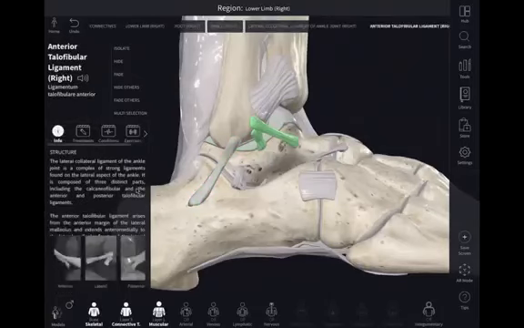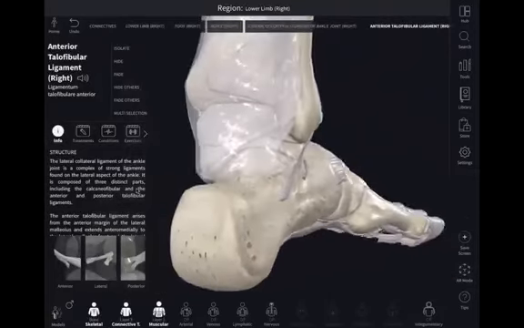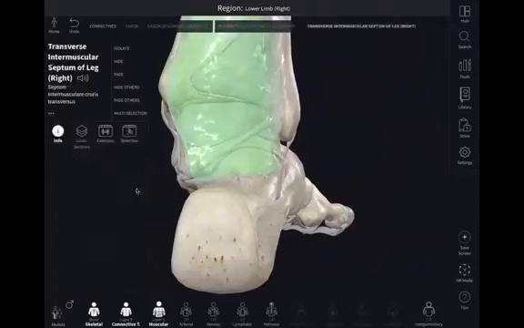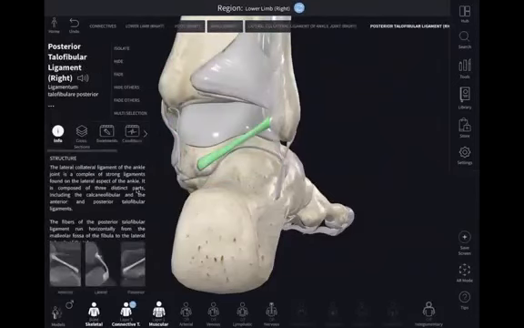This is the anterior talofibular, and there is another one, which is the posterior one. If I can hide this, this is the posterior talofibular ligament. Okay. So on the medial aspect, we learned three main ligaments: one is the deltoid, then the spring and the long plantar ligament.